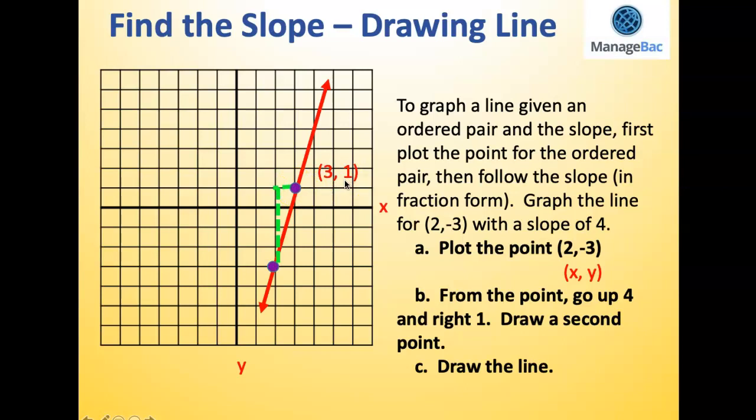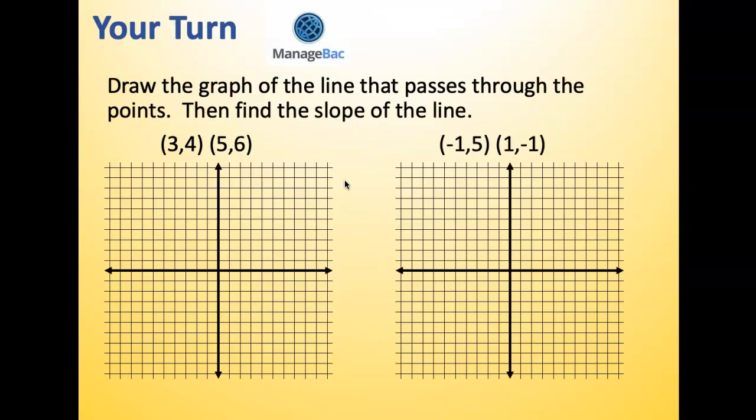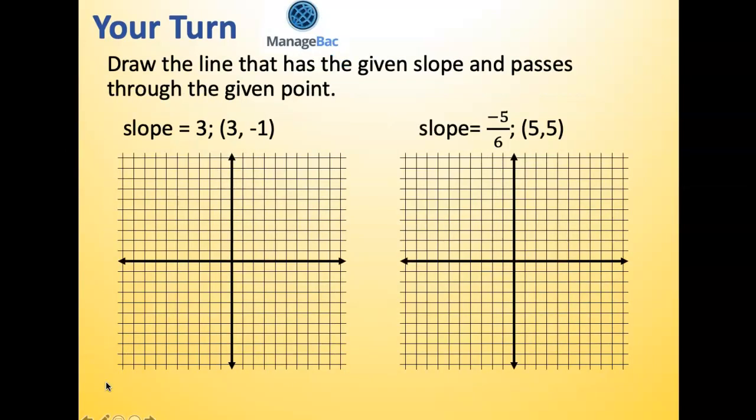Okay, so if you are confused at this point, that means that you have to rewind the video and watch this part again. On the next slide, I'm giving you 2 points and I want you to draw and then find the slope of these 2 problems. Okay, so get the slope and the point, and then you are going to draw the line. There are 4 questions here.